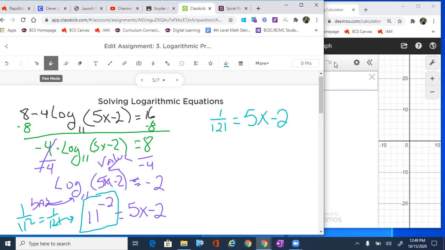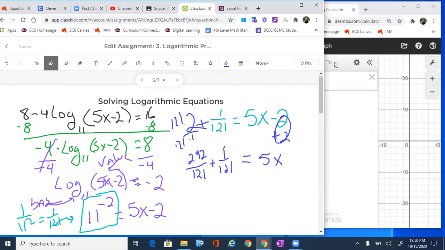I'm going to use fractions as we go through this. If you want to use Desmos and change everything to decimals, that's your prerogative. So in order to do this, I'm going to add that 2 over. This is going to cancel. We're at 5x equals 2 over 1. So I know I need a denominator of 121, so I'm going to multiply by 121. That should give me 242 over 121 plus 1 over 121. Remember, we need a common denominator. That is going to give me 243 over 121 equals 5x.